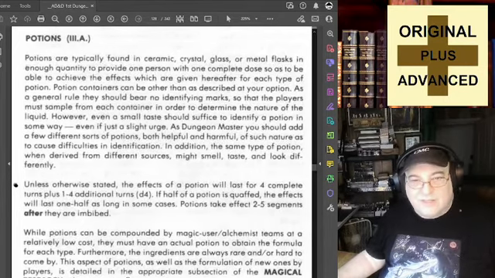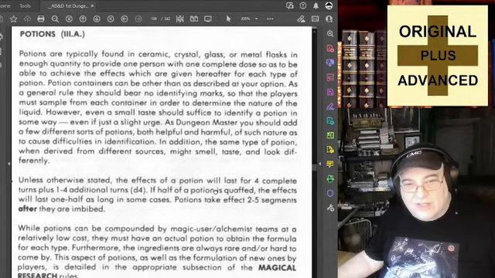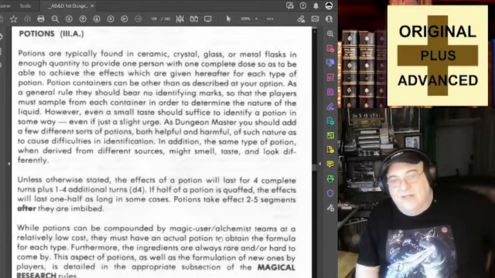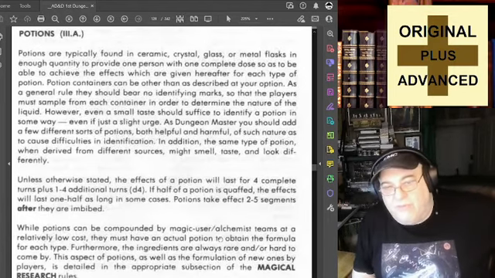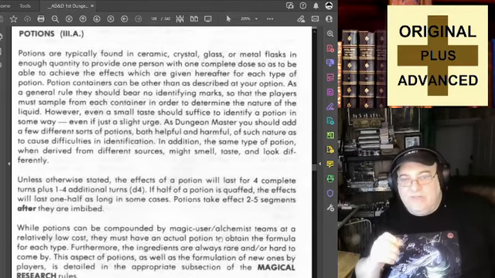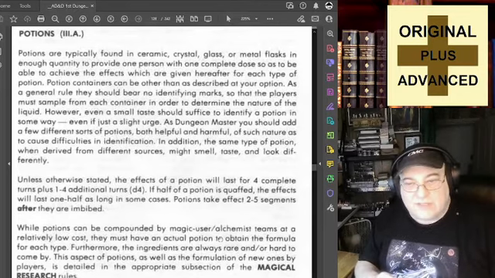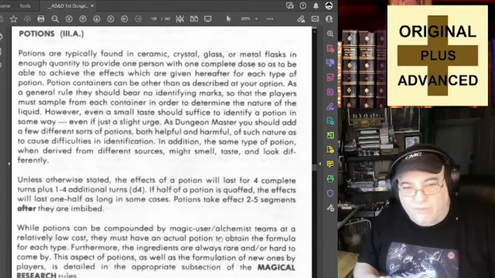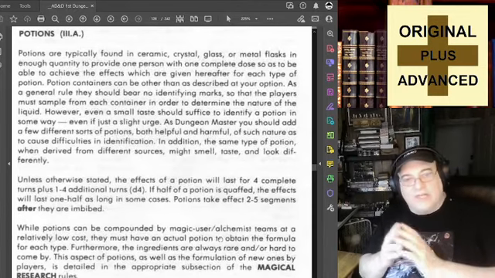It is the potion descriptive section, so we'll start there. Potions are typically found in ceramic, crystal, glass, or metal flasks in enough quantity to provide one person with one complete dose, so as to be able to achieve the effects which are given hereafter for each type of potion. Potion containers can be other than as described at your option. As a general rule, they should bear no identifying marks so that the players must sample from each container in order to determine the nature of the liquid.